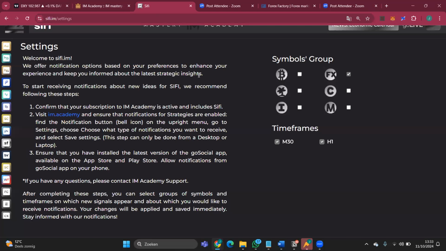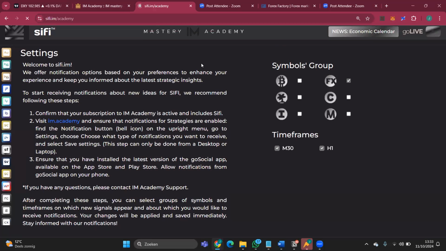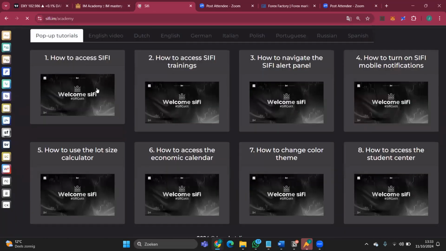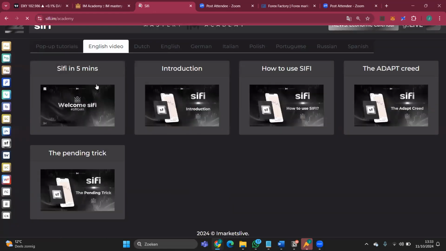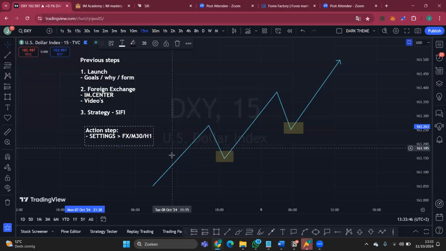Now, for more information on SIFI itself, you can also go to the training tab at the top of the scanner. Inside that training tab, you'll get more information on how to use the scanner. That's the pop-up tutorials. And in the English video tab, you'll also see some other videos. Not everything that's discussed in these videos are things that we're using actively, but it is how this scanner is built. So it's interesting to watch these videos. If you like to watch these, that's an amazing idea to do.